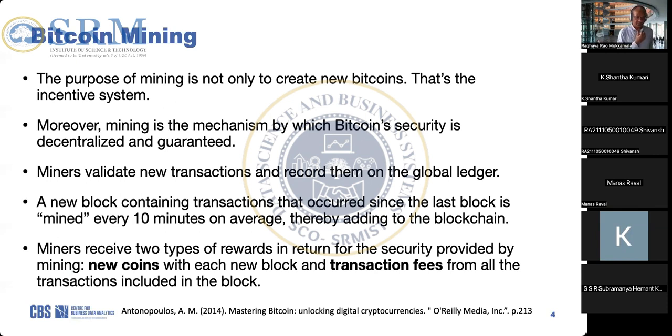So in terms of the rewards, miners receive two types of rewards. Again, it depends upon the cryptocurrency, it might change from cryptocurrency to cryptocurrency. But if you take Bitcoin as an example, the miners receive two sorts of rewards. One is the new coins, with each new block they produce. Initially, it was 50 bitcoins, but now it got reduced.